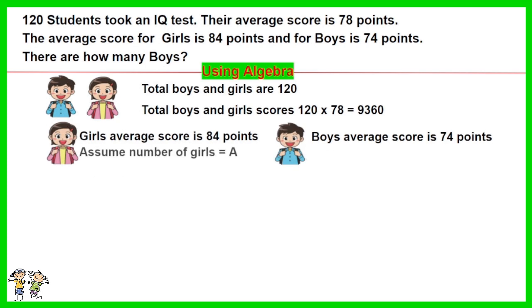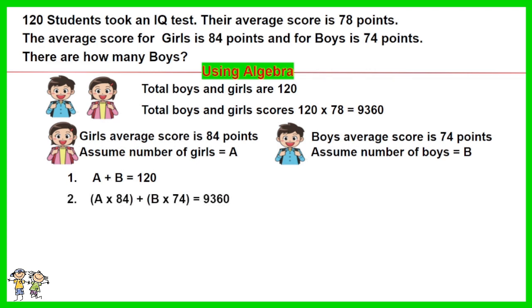Let's solve the question using algebra. Assume the number of girls is A, and the number of boys is B. A plus B is equal to 120 is equation 1. A times 84 plus B times 74 is equal to 9360 is equation 2.